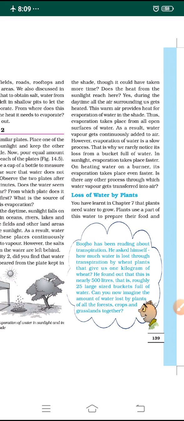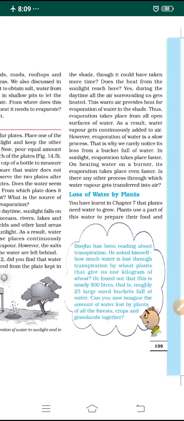The heat from the sun cannot directly fall on this water plate which is kept under the shade, but does the heat from the sunlight reach that plate? Yes. During the daytime, all the air surrounding us gets heated up. This is a very important observation that you need to make here. Not only the things which are open to the sunlight get evaporated; the liquid water exposed to the sunlight gets heated up and evaporated.